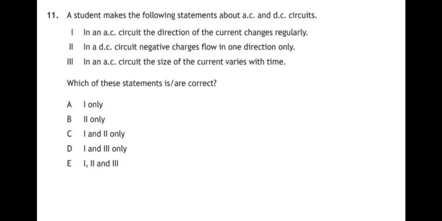Question 11. A student makes the following statements about AC and DC circuits. Firstly, in an AC circuit, the direction of the current changes regularly. That is true. In a DC circuit, negative charges flow in one direction only. That is also true. And in an AC circuit, the size of the current varies with time. And that is also true. So the answer is E. 1, 2, and 3 are all correct statements.